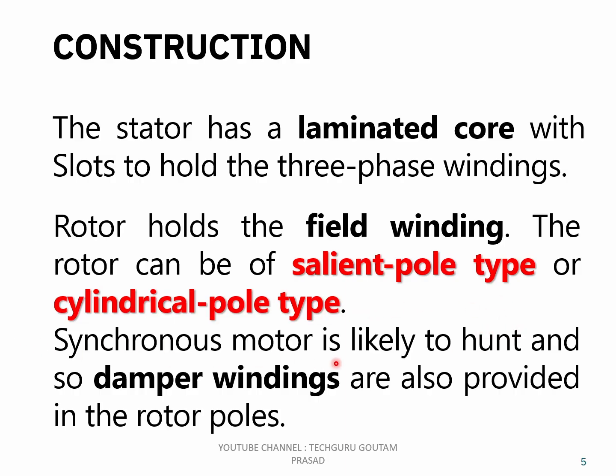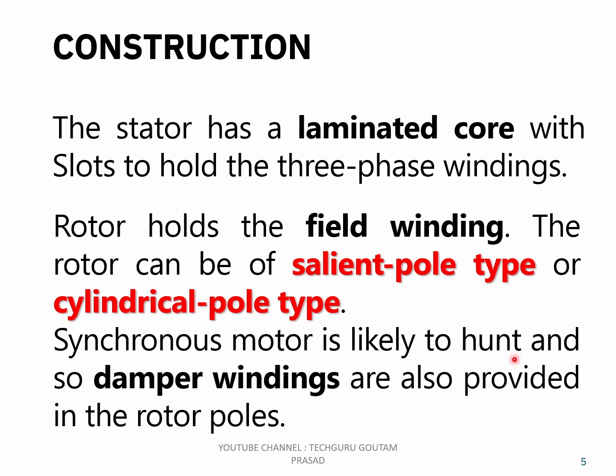Synchronous motor is likely to hunt when you demand more than the rated torque, and hunting is a situation when rotor pole falls back the stator pole when it is running, and this is a situation when it starts oscillating across the mean position of the center line of the stator and the rotor.